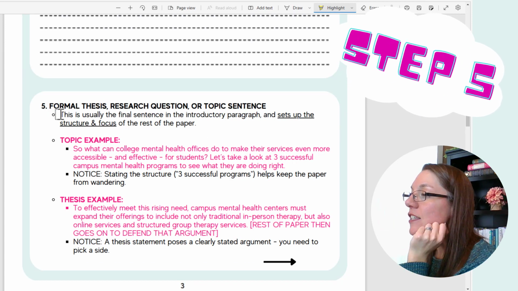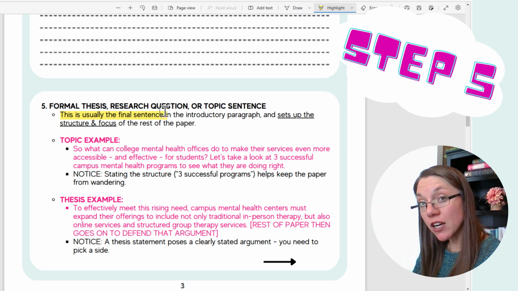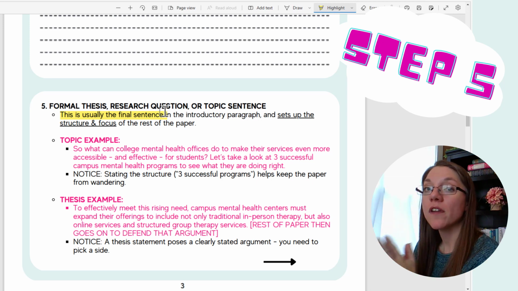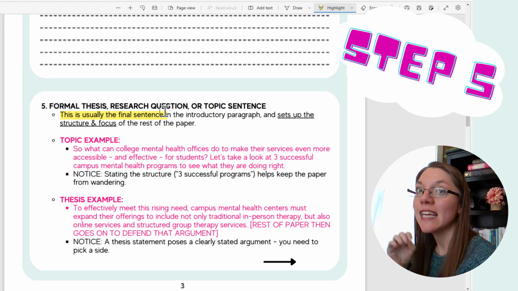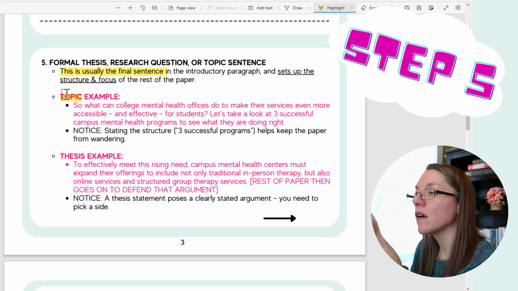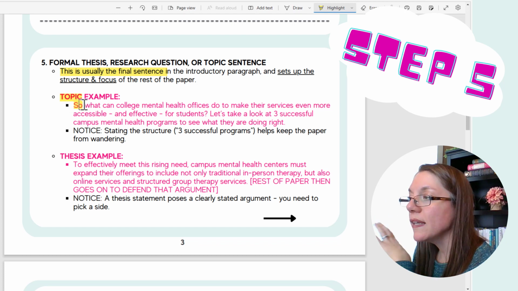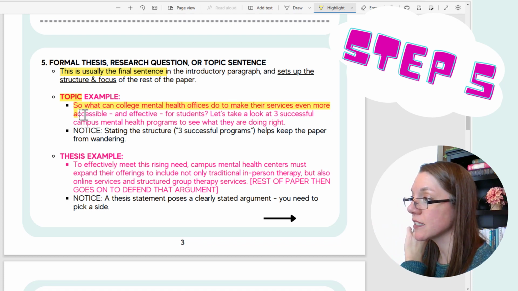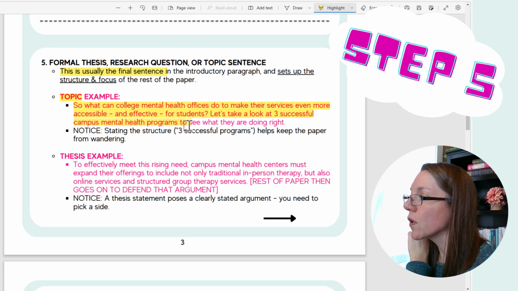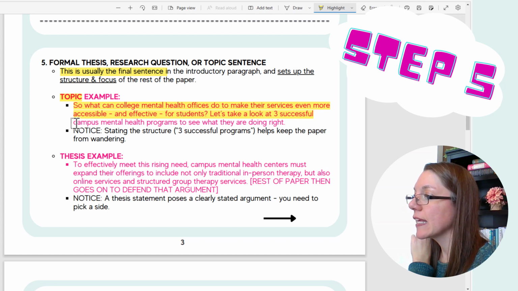Number 5. This is usually the final sentence in the introductory paragraph, and it sets up the structure and the focus for the paper itself. Usually it gives the reader an idea of what to expect in the rest of the paper. So if we are just doing a topic or a question, we might make this final sentence something like, so what can college mental health offices do to make their services even more accessible and effective for students? Let's take a look at 3 successful campus mental health programs to see what they are doing right.